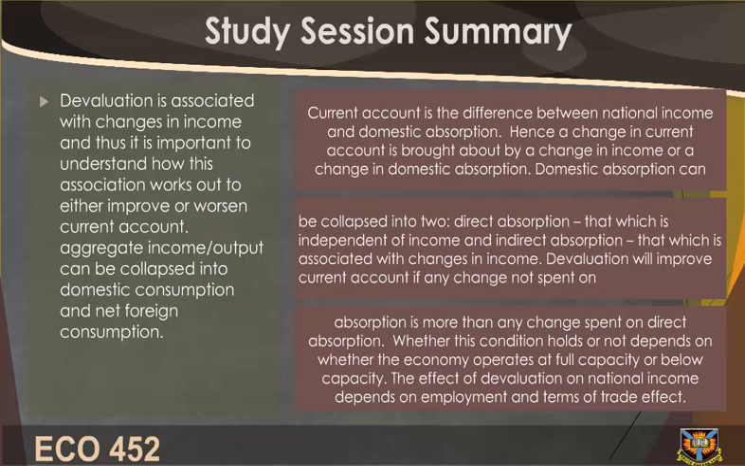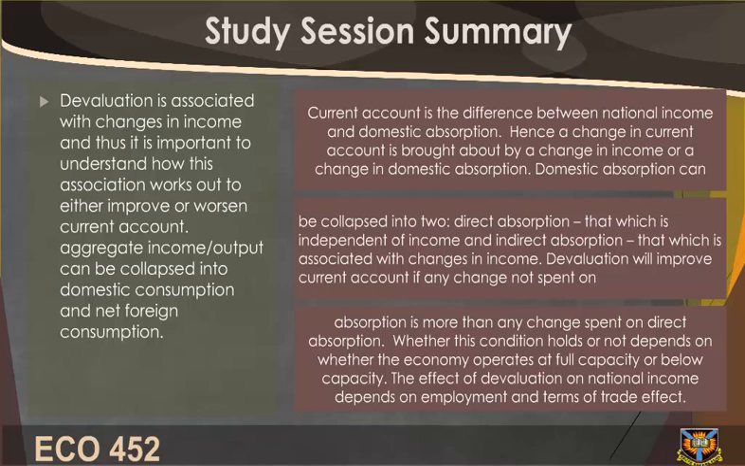Study section summary. Devaluation is associated with changes in income, and thus it is important to understand how this association works out to either improve or worsen current account. Aggregate income output can be collapsed into domestic consumption and net foreign consumption. Current account is the difference between national income and domestic absorption. Hence, a change in current account is brought about by a change in income or a change in domestic absorption. Domestic absorption can be collapsed into two: direct absorption, that which is independent of income, and induced absorption, that which is associated with changes in income.